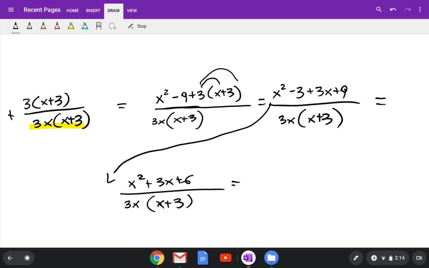And you will have to factor the numerator, and hopefully by now you guys can quickly factor this. Okay, so a times c is 6. Find two numbers which by multiplication equal 6, and the same two numbers by addition will give you positive 3.